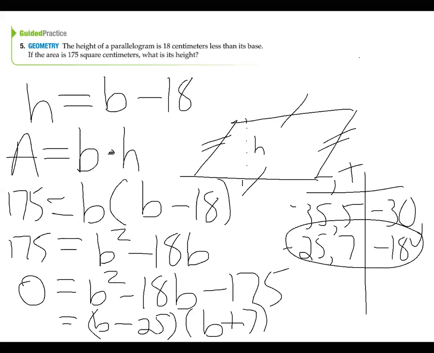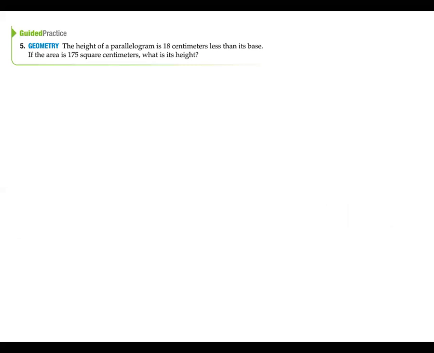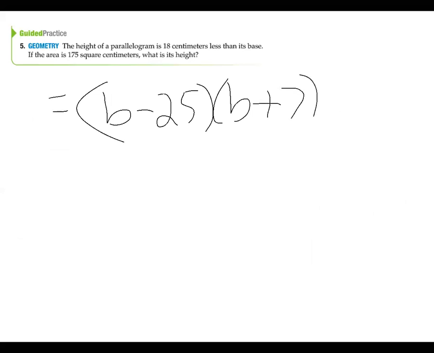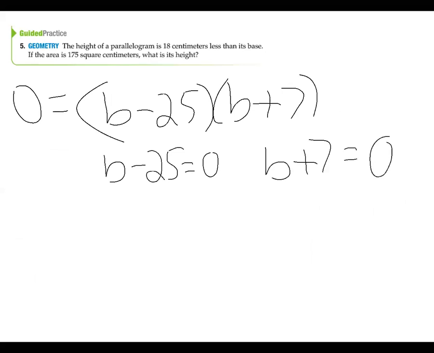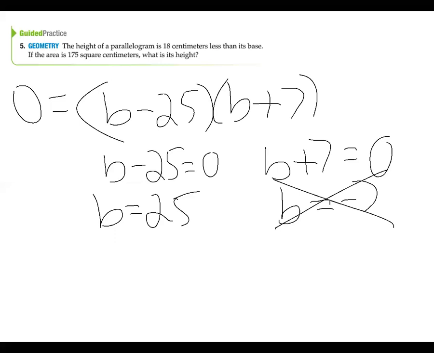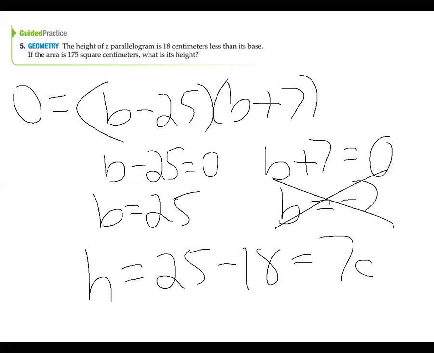So B minus 25 and B plus 7 equals 0. Set each factor equal to 0 and solve. Here I get B equals 25 and B equals negative 7. Throw this one out because dimensions can't be negative. Now, the answer is not 25 because it says what is the height? This is the base. Well, I know that the height is 18 centimeters less than its base. So the height equals 25 minus 18, which is 7 centimeters.